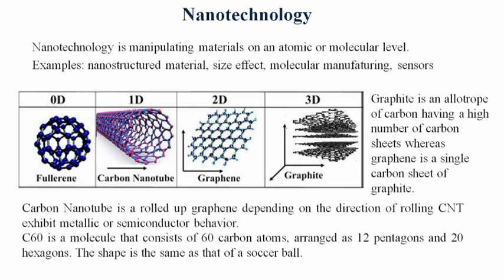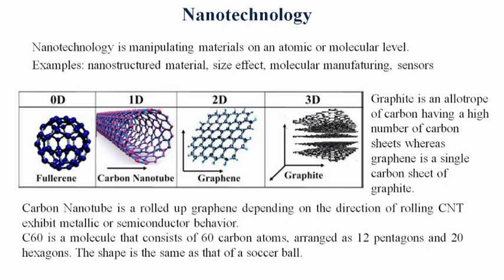Now, what is the importance of nanotechnology? Nanotechnology is manipulating materials on an atomic or molecular level. Here we have given one example, that is graphite. All of you know that graphite is an allotrope of carbon. It has a high number of carbon sheets, whereas in its 2D form, that is graphene, it is a single carbon sheet of graphite. So graphite is a non-metal, but it has electrical conductance. It can be used in pencils, in lubricants, in anode batteries, and so on.